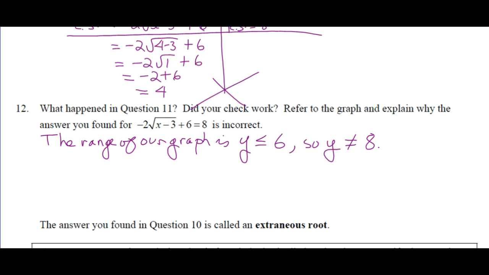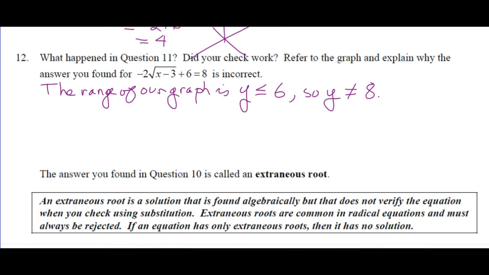So the answer you found in question 10 is called an extraneous root. An extraneous root is a solution that is found algebraically, but that does not verify the equation when you check using substitution. Extraneous roots are common in radical equations and must always be rejected. If an equation has only extraneous roots, then it has no solution.